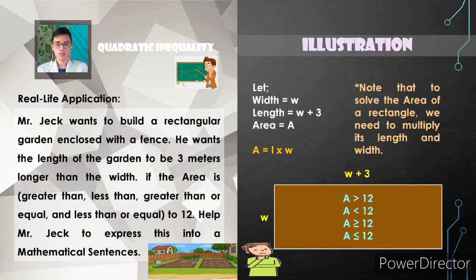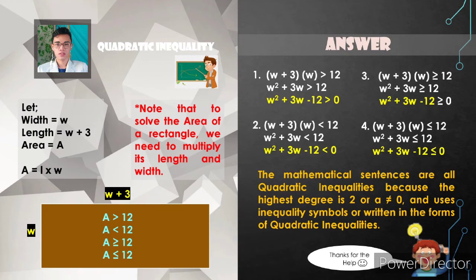For the illustration, let the width be w and the length be w plus 3, since the length is 3 meters longer than the width, and the area is equal to A. Note that to solve the area of the rectangle, we need to multiply its length and width. Since the area is equal to length times width, we can write the quantity (w plus 3) times w.